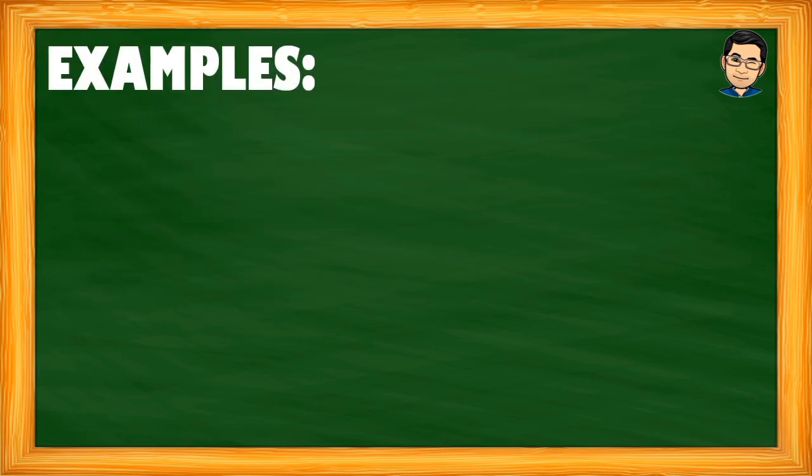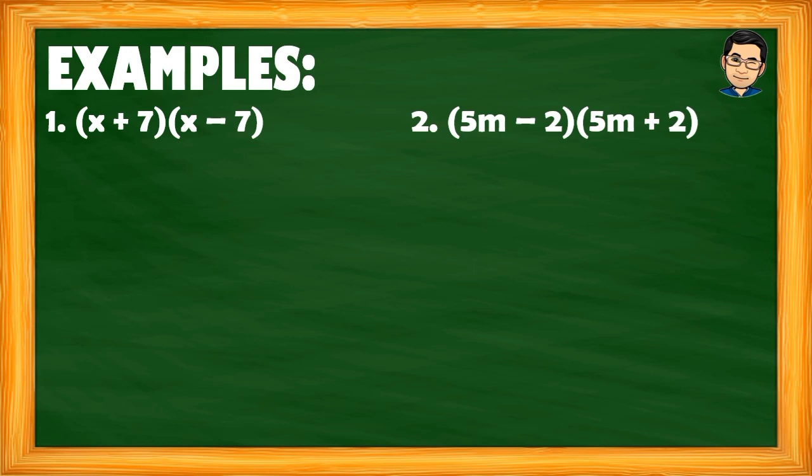So para mas maintindihan nyo kung ano ba yung product of the sum and difference of two terms, let's have examples. So ayan. Ano ang mapapansin natin sa mga given terms? Pareho po sila ng terms, magkaiba lang po ng operation. So let's have number 1. So x plus 7 times x minus 7.